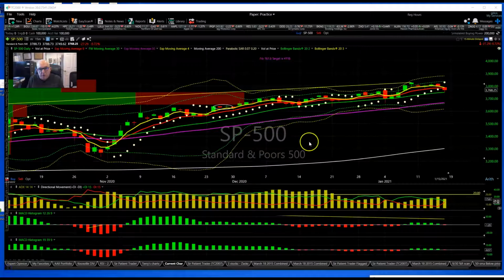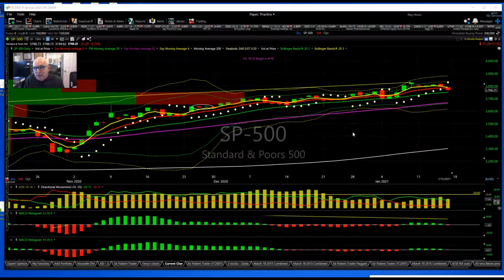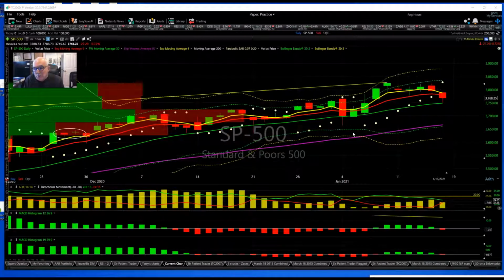All right, so here's a daily chart of the S&P 500, and we'll start at the top, as we always do. We look at the moving averages first. The 4 EMA is now just above the 9, but it hasn't quite crossed below it yet. The 9 is here, the 30 weighted moving average is here.